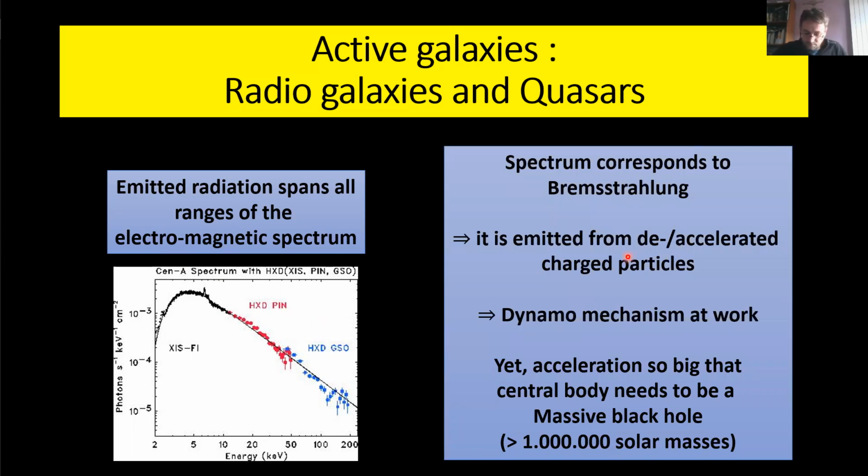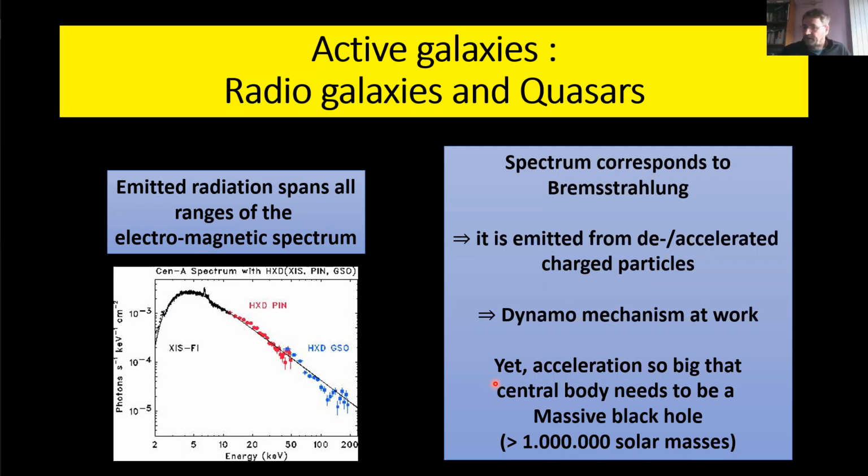So we have this dynamo mechanism at work. There's the gas flowing in the accretion disk, creating these magnetic fields, or plasma creating the magnetic fields. Particles that are trapped in this magnetic field are accelerated, decelerated, produce radiation. The acceleration is so big that often we can basically conclude there must be a supermassive black hole associated.